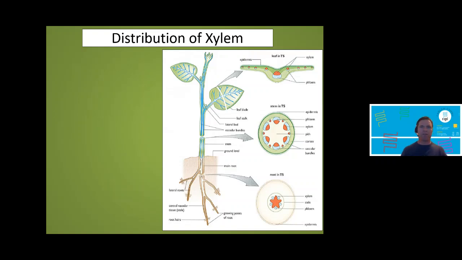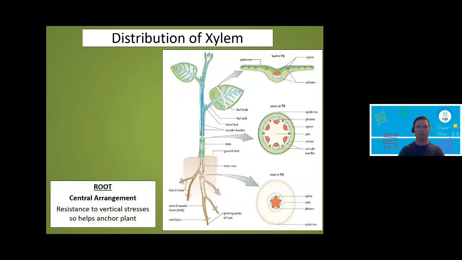So I showed you this picture earlier, but let's have a look at a little bit more detail of what's going on. So look in the root. In the root, xylem has this central arrangement. The xylem here, which is shown in red, is this sort of star shape, right in the middle of the root, and is centralized. You can see the phloem on the outside, these little dots, but we're not really interested in the phloem because the distribution of the xylem has a significance in conferring strength and support to the plant. Phloem doesn't do that.